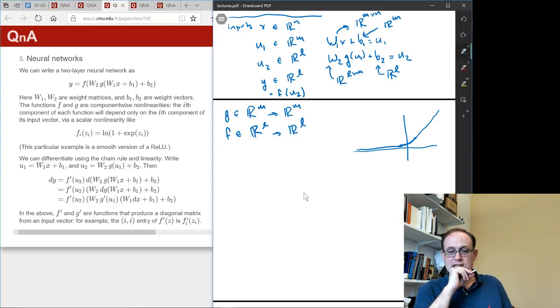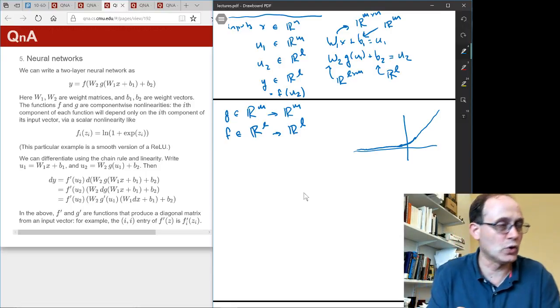All right, so if you're familiar with neural networks, this is a fairly standard two-layer, fully connected neural network. If you're not, you don't have to worry about it. All you have to do is say, well, this is an example of a complicated function that maps a vector in Rn to a vector in Rl, and we're going to differentiate it.